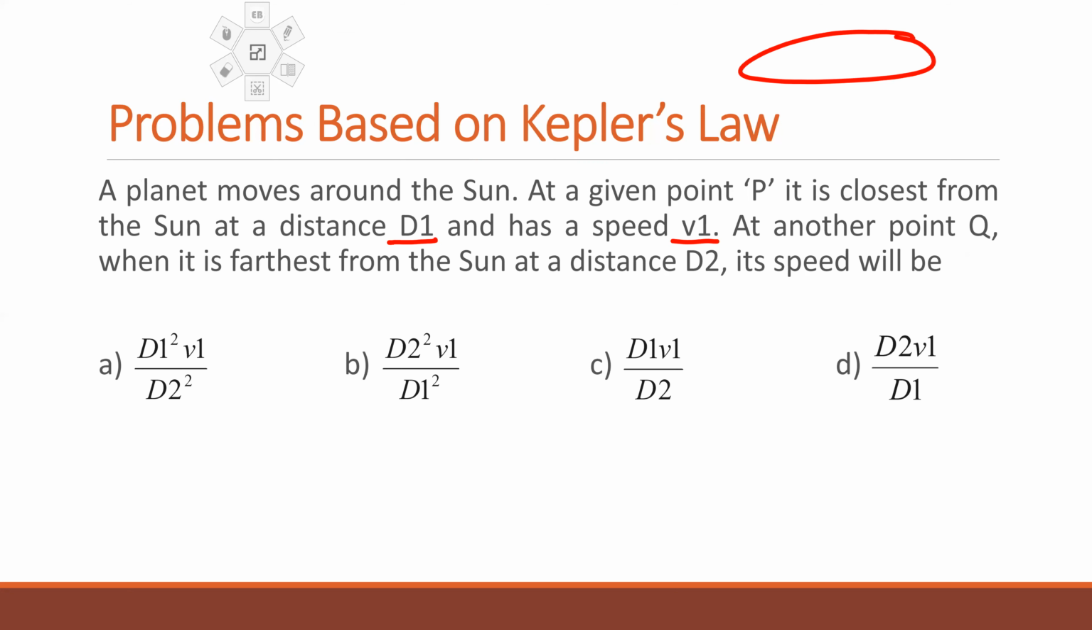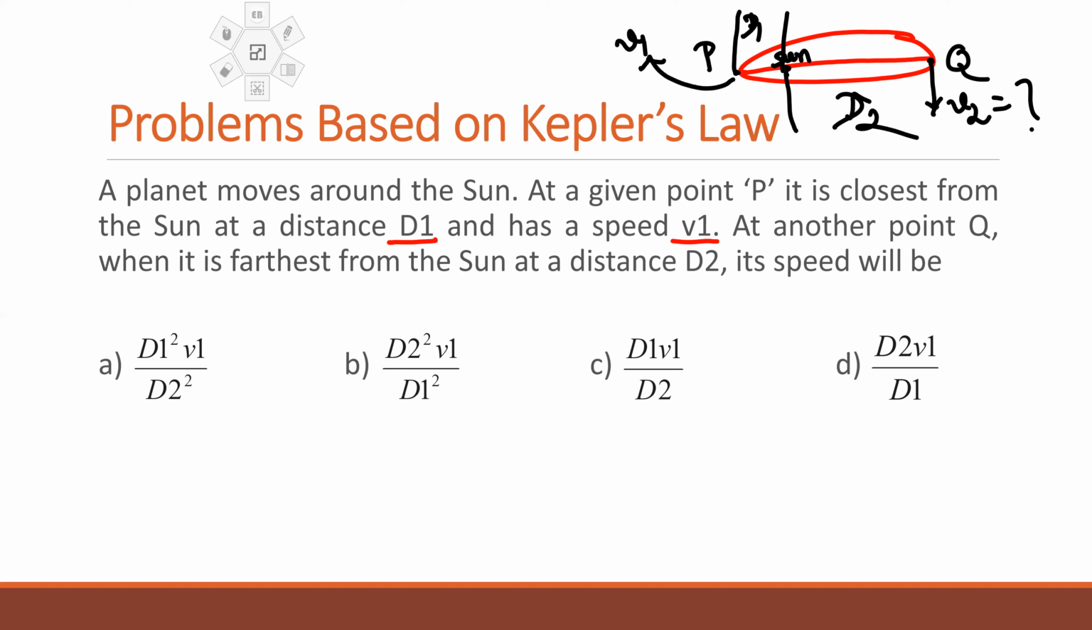Draw the diagram. Okay. Now, the Sun is here. This is the closest point, this is the farthest point. This point is Q, and this point is P. Here, velocity at this point is V1, and this distance is D1. And this distance is D2. He's asking, what is the velocity at this point? V2 equal to what?